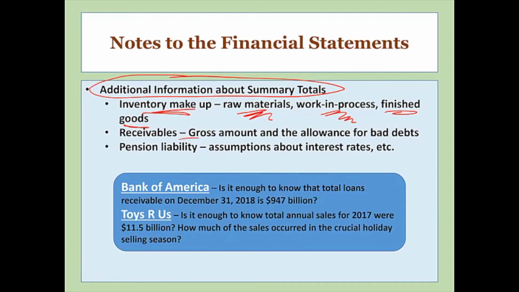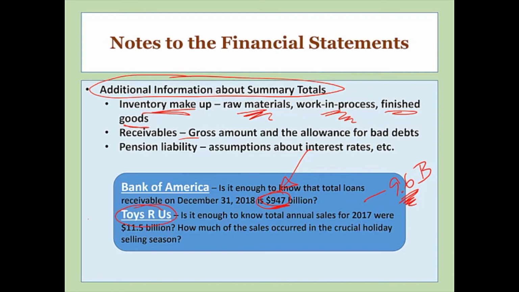Receivables, we said earlier, Bank of America has loans receivable of $947 billion. Of that amount, they tell us in the notes, $9.6 billion they don't expect to ever collect. So they've got $947 billion outstanding. They don't expect to ever see $9.6 billion of that. That's important information. We're not going to collect all of this. They tell us that in the footnotes.